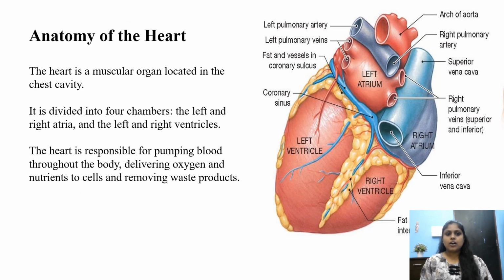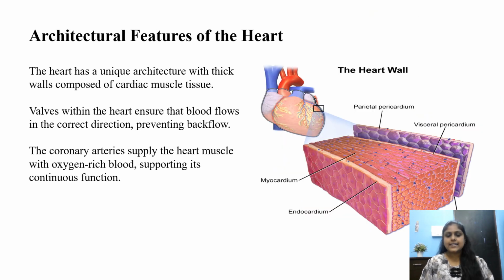This is the anatomy of heart. The heart is responsible for pumping blood throughout the body and delivering oxygen and nutrients to cells and removing waste products. Now let us see the architectural feature of the heart. The heart has a unique architecture with thick walls composed of cardiac muscle tissue. Valves within the heart ensure the blood flows in the correct direction, preventing backflow. The coronary arteries supply the heart muscle with oxygen-rich blood, supporting its continuous function.